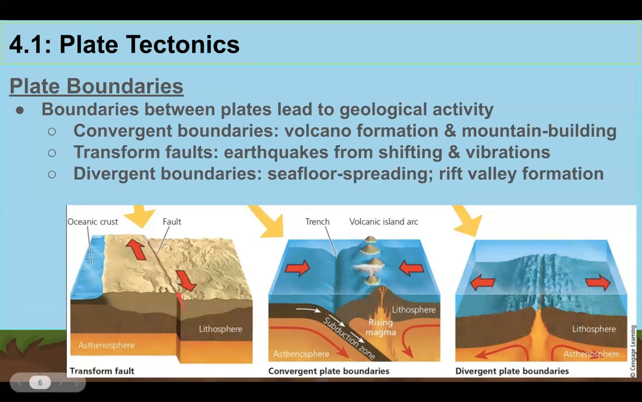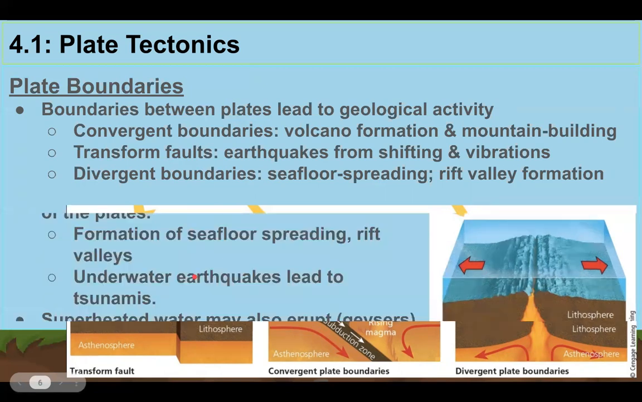And then transform boundaries is where they move parallel to one another. So you'll actually be able to see the fault typically. And this would not really contribute to forming anything like a volcano or a mountain.